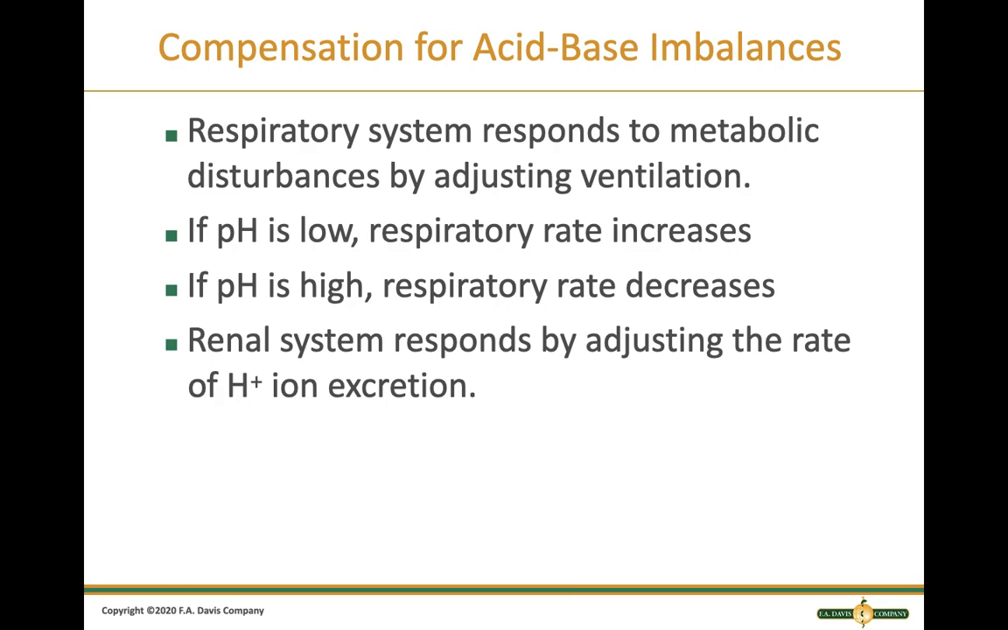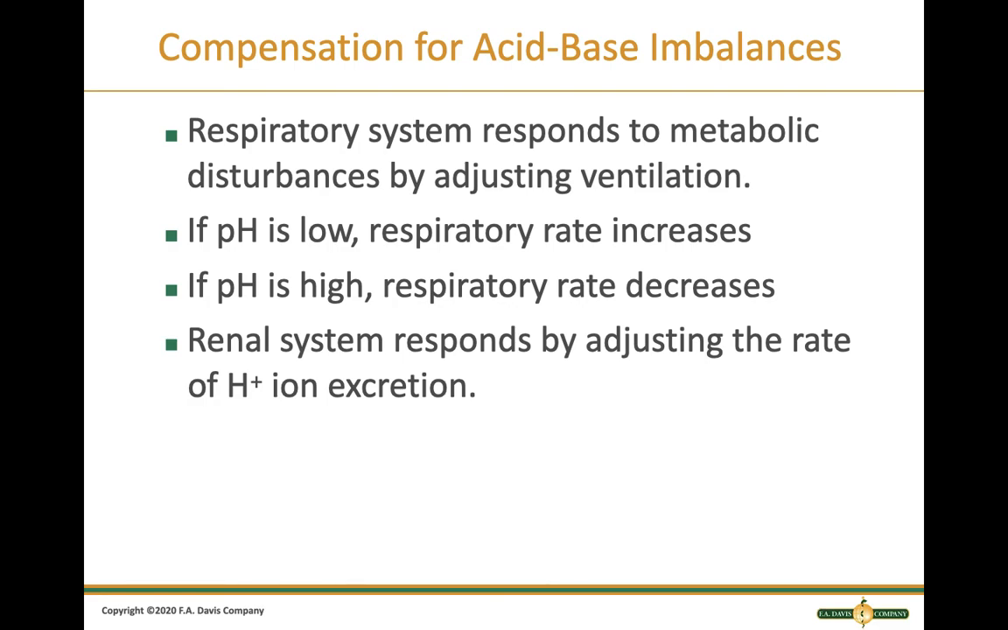So the respiratory system responds to metabolic disturbances by adjusting ventilation, either increasing or decreasing the respiratory rate. So if the pH is low, respiratory rate will increase. We'll get rid of more carbon dioxide, and that will bring the pH up. If the pH is high, the respiratory rate decreases. That causes us to slow down our breathing, and it raises the carbon dioxide levels and gets the pH back to normal.